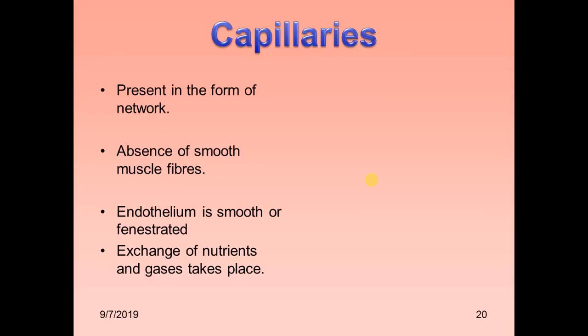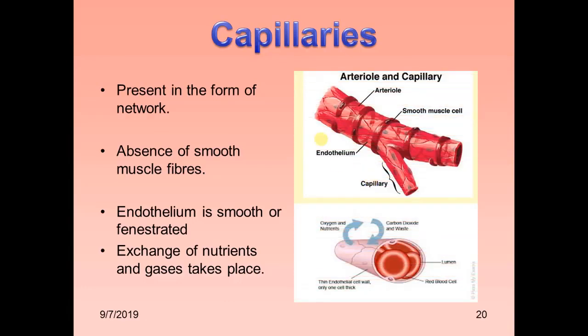The next is the capillaries. Usually the capillaries are present in the form of a network. When we see the structure of the capillaries, you have an endothelium, tunica intima, and there is no smooth muscle here, an absence of smooth muscle fibers. The endothelium might be smooth or it might be fenestrated. When it is smooth, it is called continuous capillaries, and otherwise it is fenestrated. They are all exchange vessels, so exchange of nutrients, any molecules which are going to pass out from these capillaries into the tissue spaces takes place.